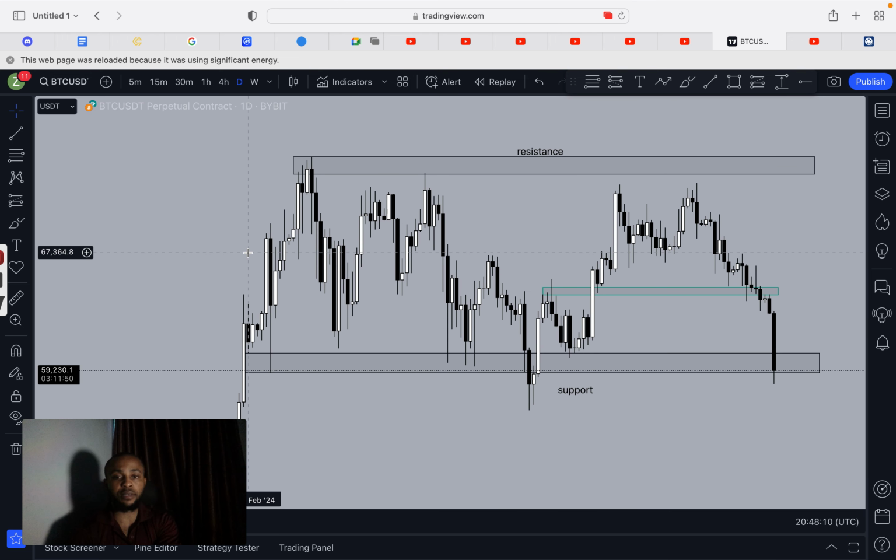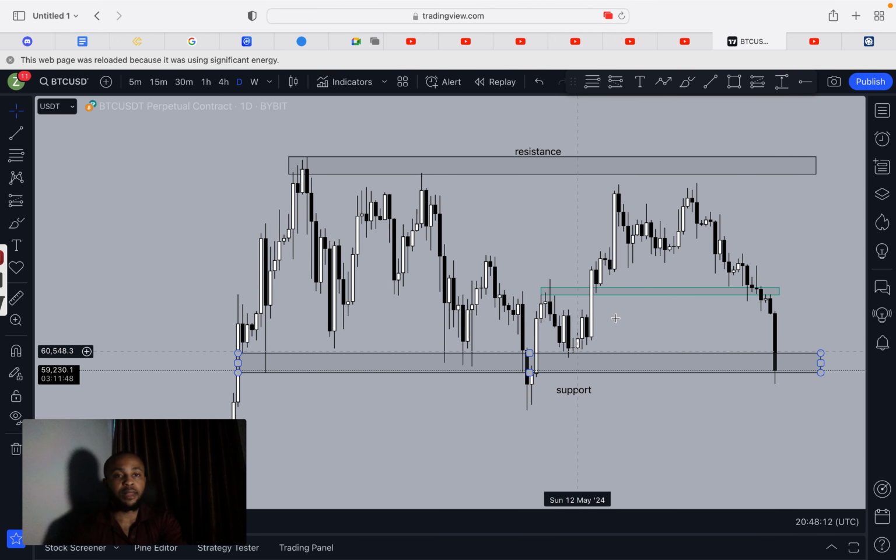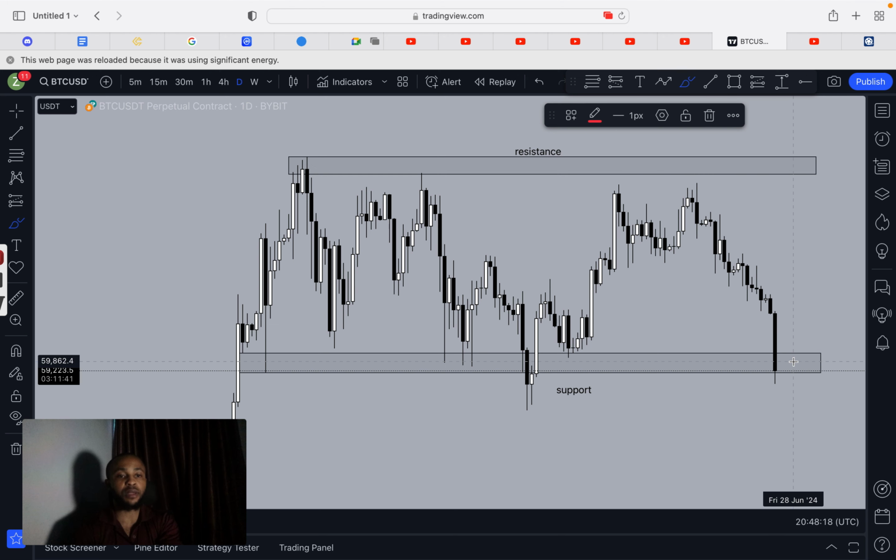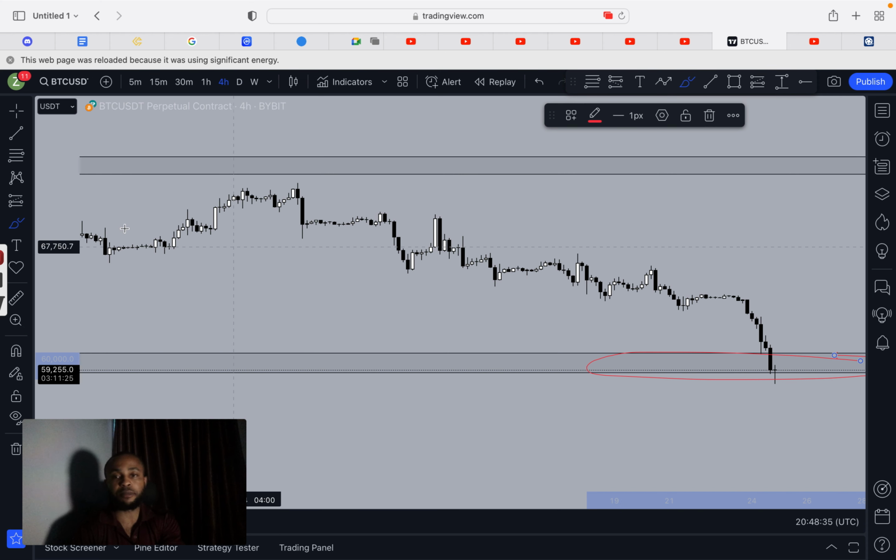You can see this is the daily time frame now. Now you can see that price is back at the support level here. Let me take this off. You can see that this is our support. So what are we looking for now in order to take a trade? It's simple. What we want to be looking for now is to go to the 4-hour time frame.